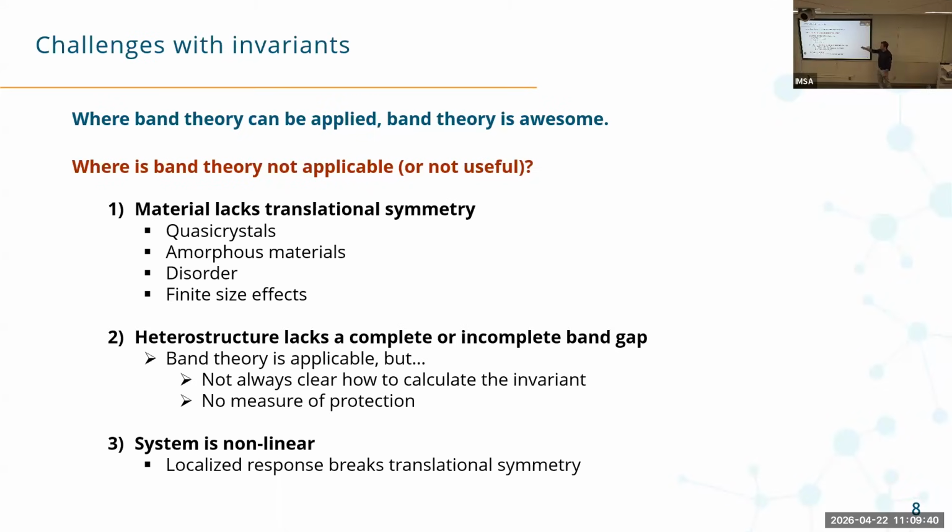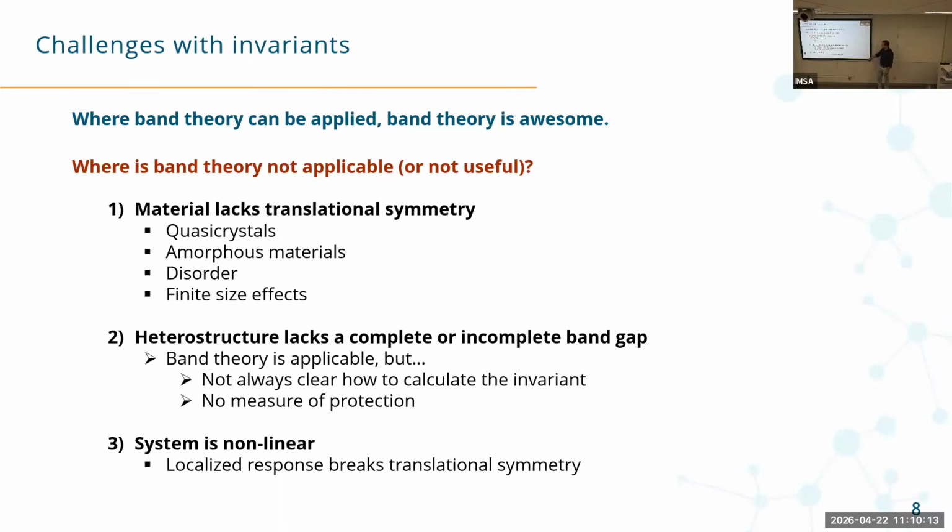But there are lots of cases where band theory is not useful. So you might lack translational symmetry, as Emil was showing, with quasi-crystals and amorphous materials, disorder. I want to add to that finite size effects. So how close is too close for when I'm going to gap out two edge states that are nearby. You could have a heterostructure that lacks a complete or incomplete band gap.